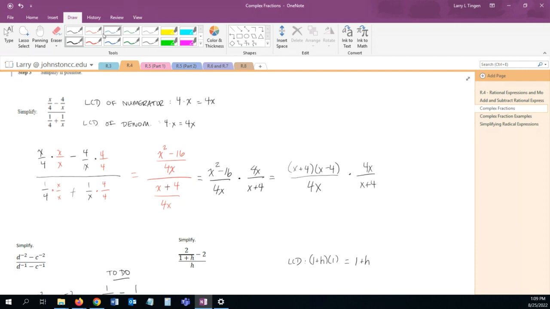X plus 4, let me finish this off, get it right. The plus 4 is divide, the 4x is divide. Left with x minus 4.